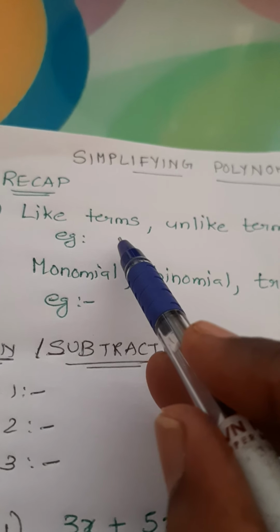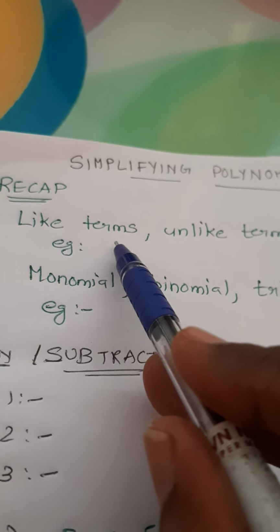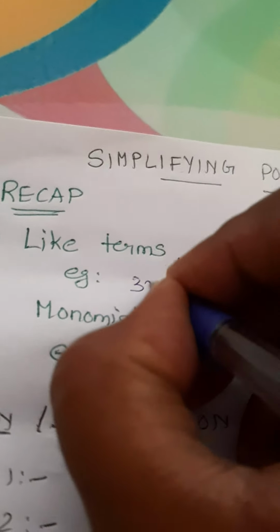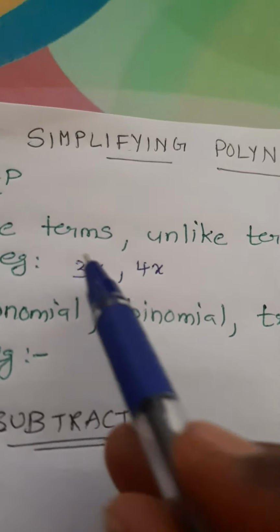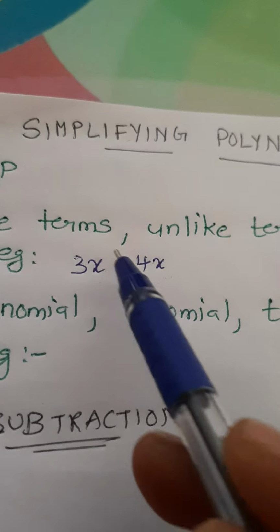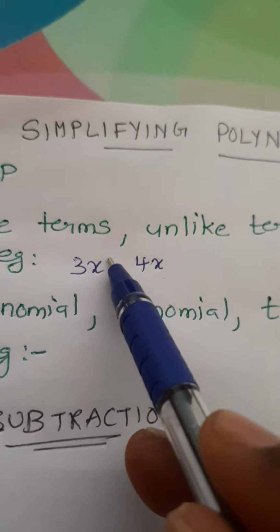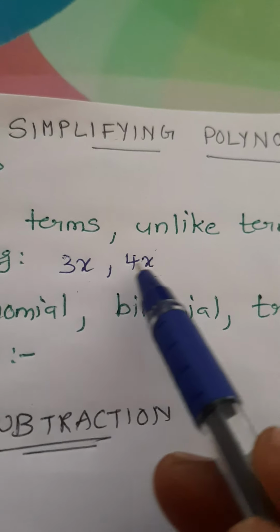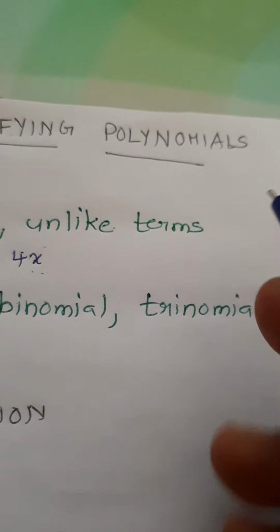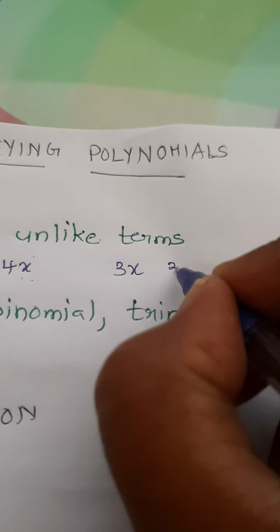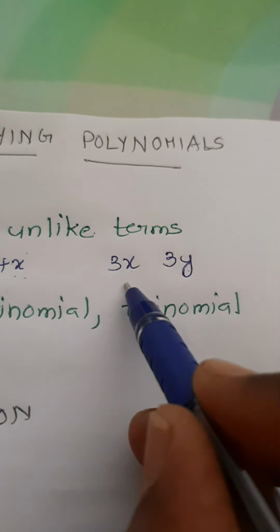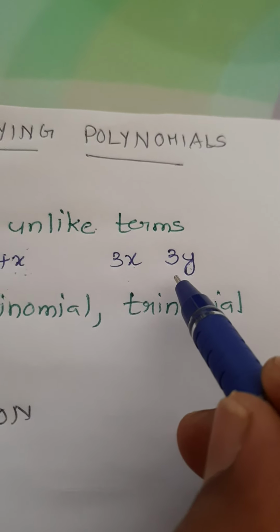So a quick recap on these definitions. Like terms are those terms in which the variable parts are exactly equal. For example, 3x and 4x. If you see the number part, that is the coefficients, are different, but we are concerned only about the variable part. So the exponent of x here is 1, here also it's 1. So 3x and 4x are like terms. But when it comes to unlike terms, the variable part varies. For example, 3x and 3y. In this case, the variable is x and here the variable is y. So the variable part varies and hence these terms are called unlike terms.